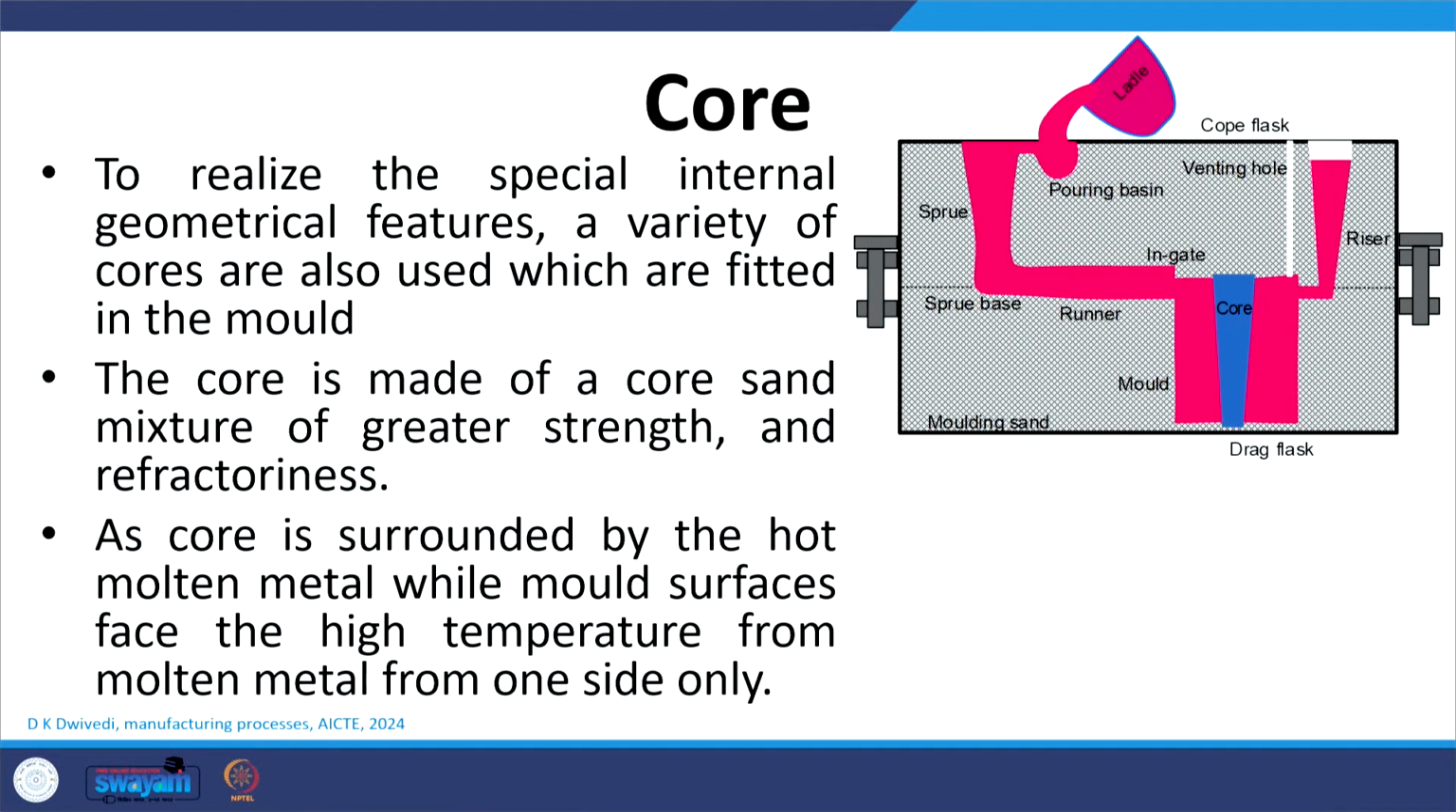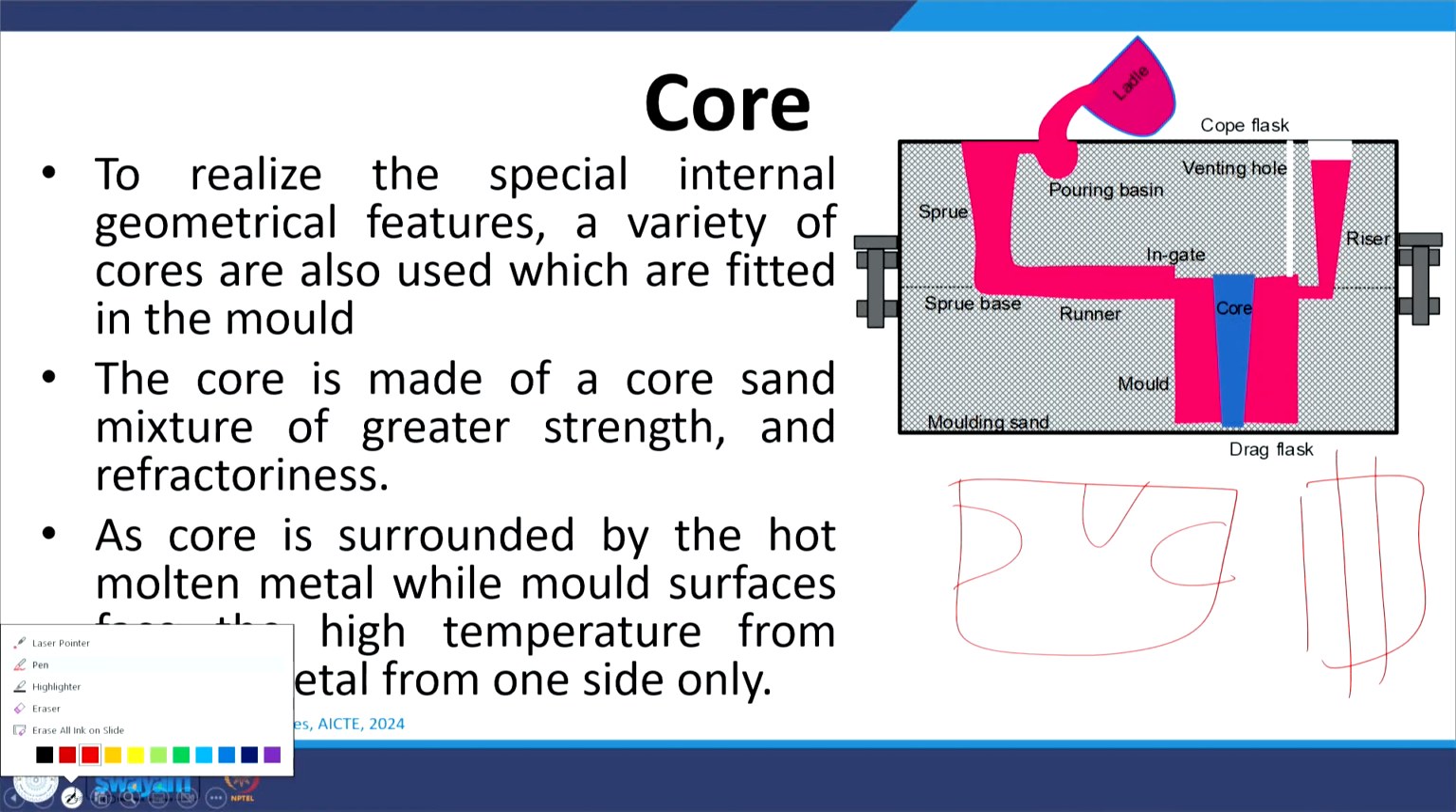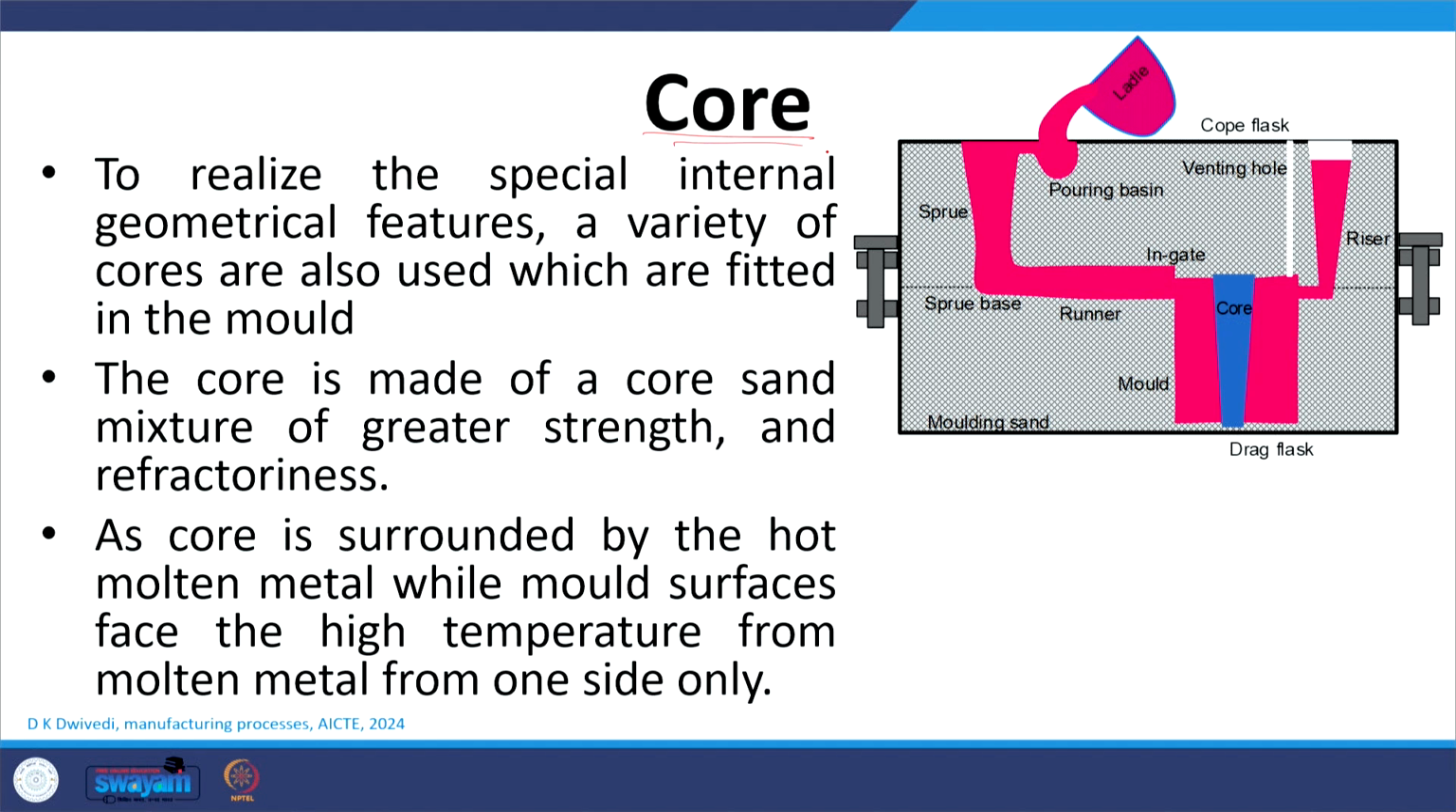Sometimes castings need to be made with internal features like this. They are not solid only. We need geometrical features like a component with a hole. So, to create internal features during casting, we need a core. Like in this casting, having a hole like this, the molten metal will be filled in this section, and to avoid filling of molten metal in the region where we want a hole, a core is placed.